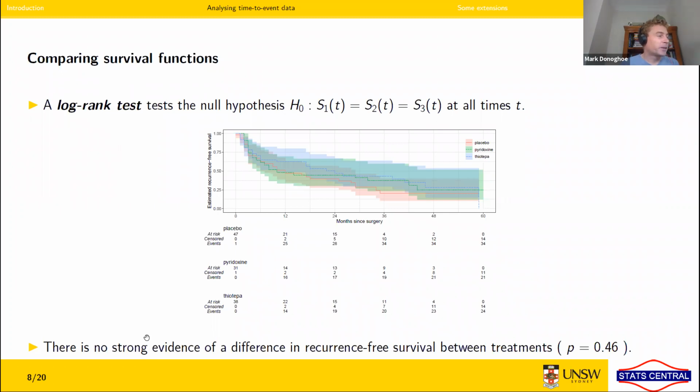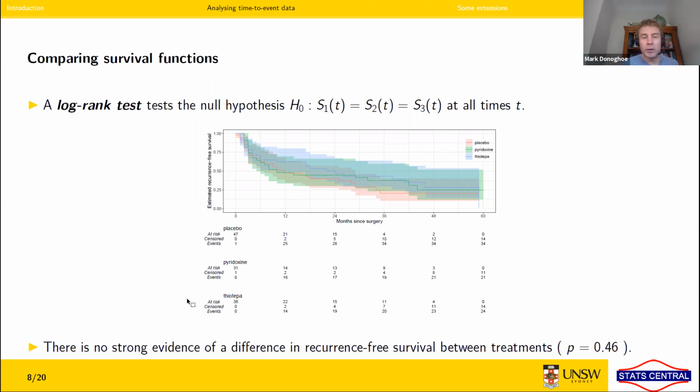So when we do that, here are the 3 separate Kaplan-Meier curves. The one on the previous page was just the placebo group. Here are the 3 Kaplan-Meier curves with their confidence intervals. And when we do the log rank test, we find that there's actually no strong evidence of a difference between our treatments in the distribution of the time to first recurrence.